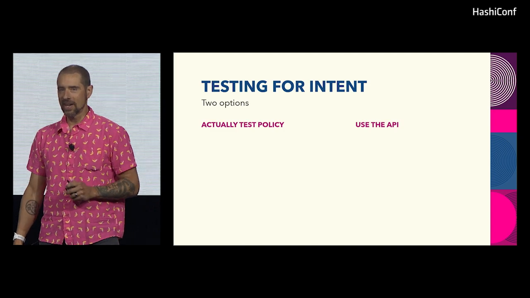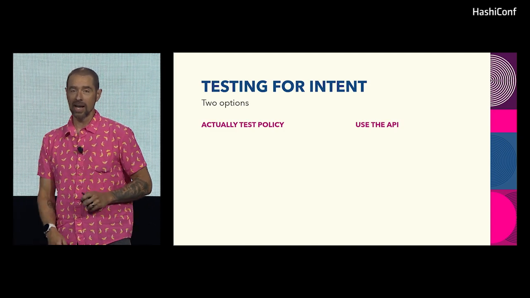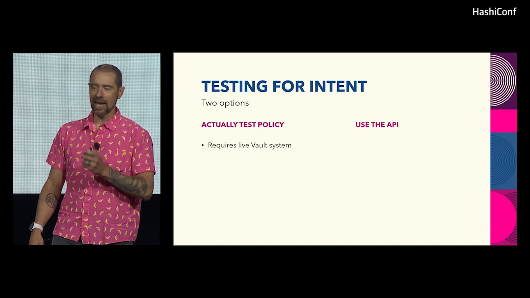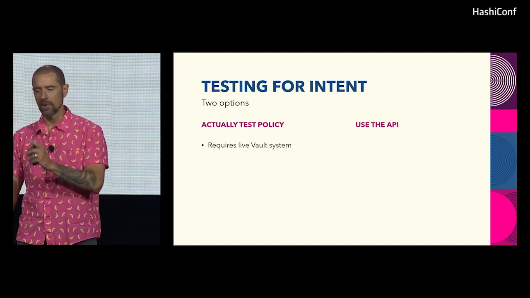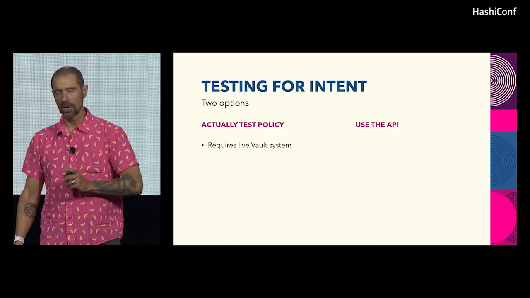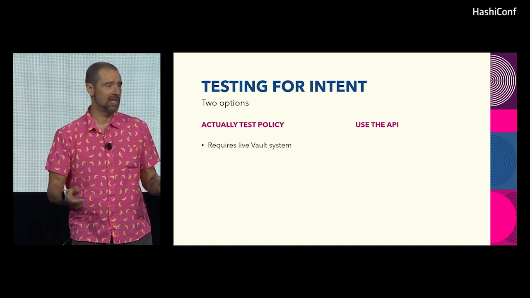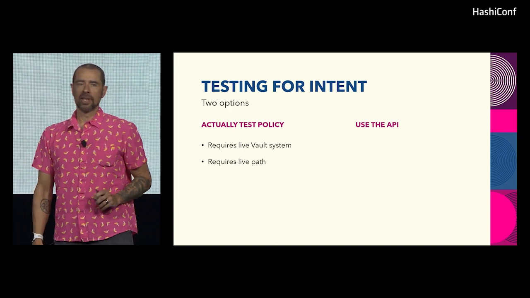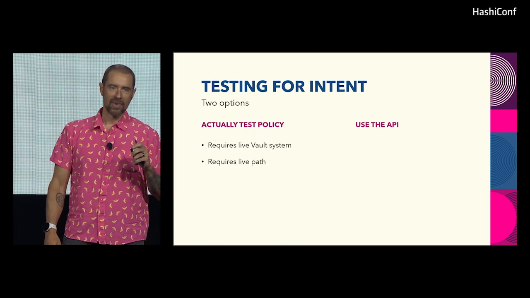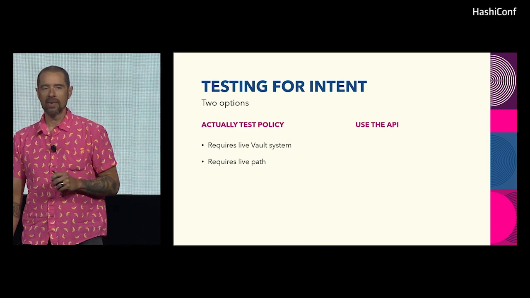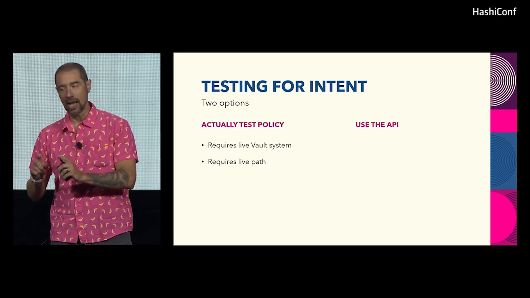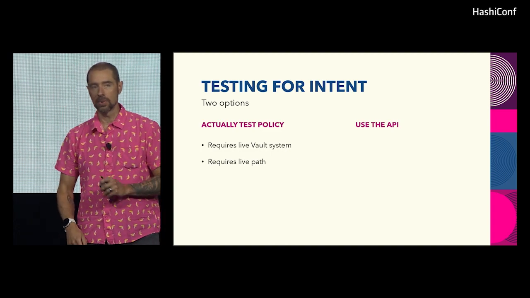The other option that I actually ended up on was using the Vault API, in a very convenient endpoint that exists. We'll get to that in a moment. But why didn't actually testing the policy work? Well, first of all, you need a real live Vault system. Not a problem. I can spin up a dev Vault server. That's super easy, right? But you also need a real live path to test against. And if you're testing a key value store, that key value store engine has to be actually mounted, and the actual path needs to exist to test against.